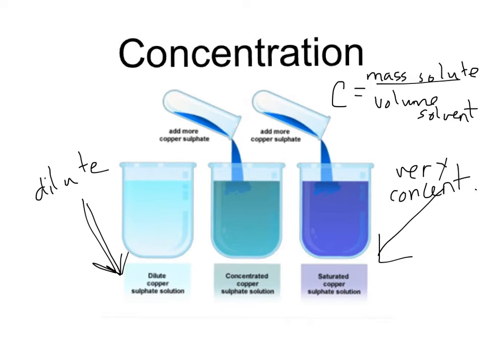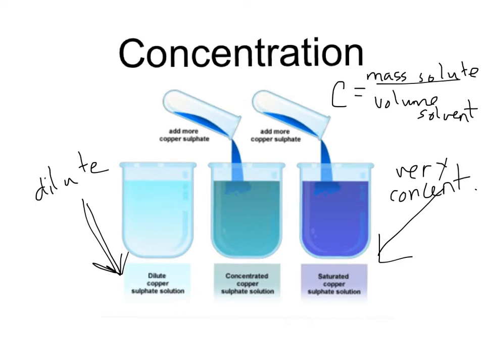The difference between concentration and density is that when you're finding the density of, say, a piece of metal, you want the mass of the metal and the volume of the metal. But when you find the concentration of a solution, you want the mass of one thing, your solute, and the volume of another thing, your solvent.